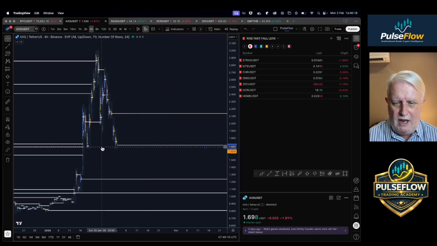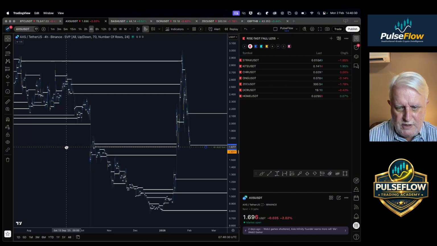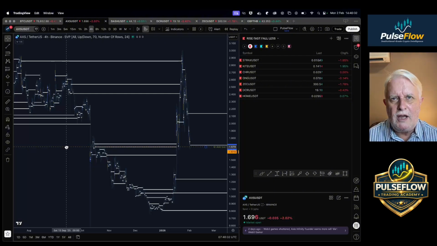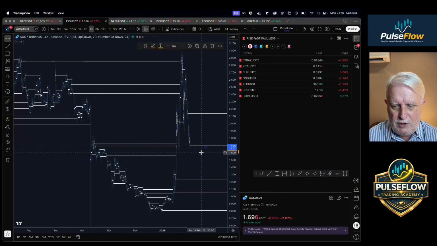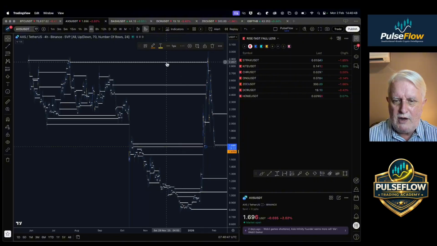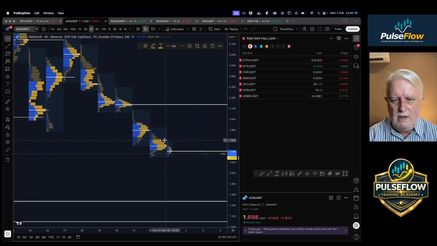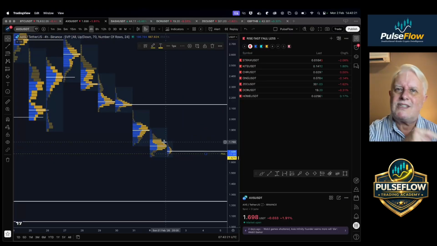Now let's look at that line we had drawn here. Look at this. This line that I drew as a support line is actually a strong point of control. And you would find that if you went back to February 2021, there are other points of control right there. So what I do is I change that to a point of control. Now I tend to put on also the point of control for yesterday.